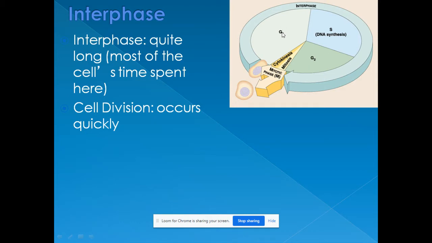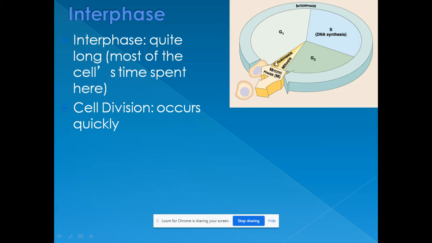G1 is because of G for growth. So it's the first phase of growth. The cell actually increases in size. And then letter S is for synthesis, a DNA synthesis. So that's when the DNA is copied. And then G2 is when the cell finishes growing. There's a second phase for growth, right? So in interphase, the cell is working on its normal activities as much as growing and synthesizing DNA.